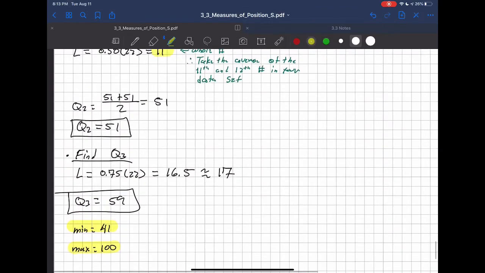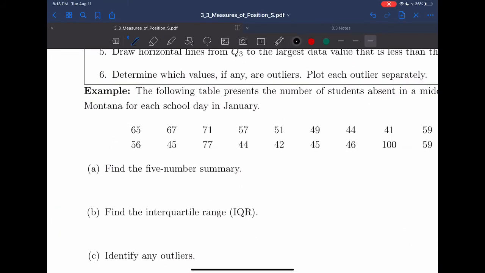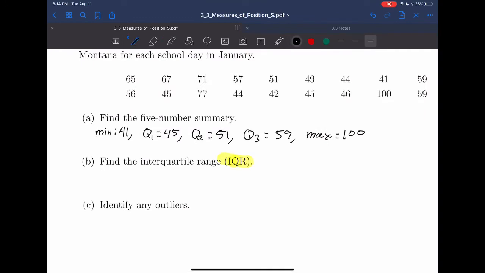And so you just finished computing the 5-number summary. Let's put them in order: the minimum is 41, the first quartile is 45, the second quartile is 51, the third quartile is 59, and the maximum is 100. To find your IQR, you subtract your first quartile from your third quartile. So 59 minus 45 gives you 14. So your IQR is 14.